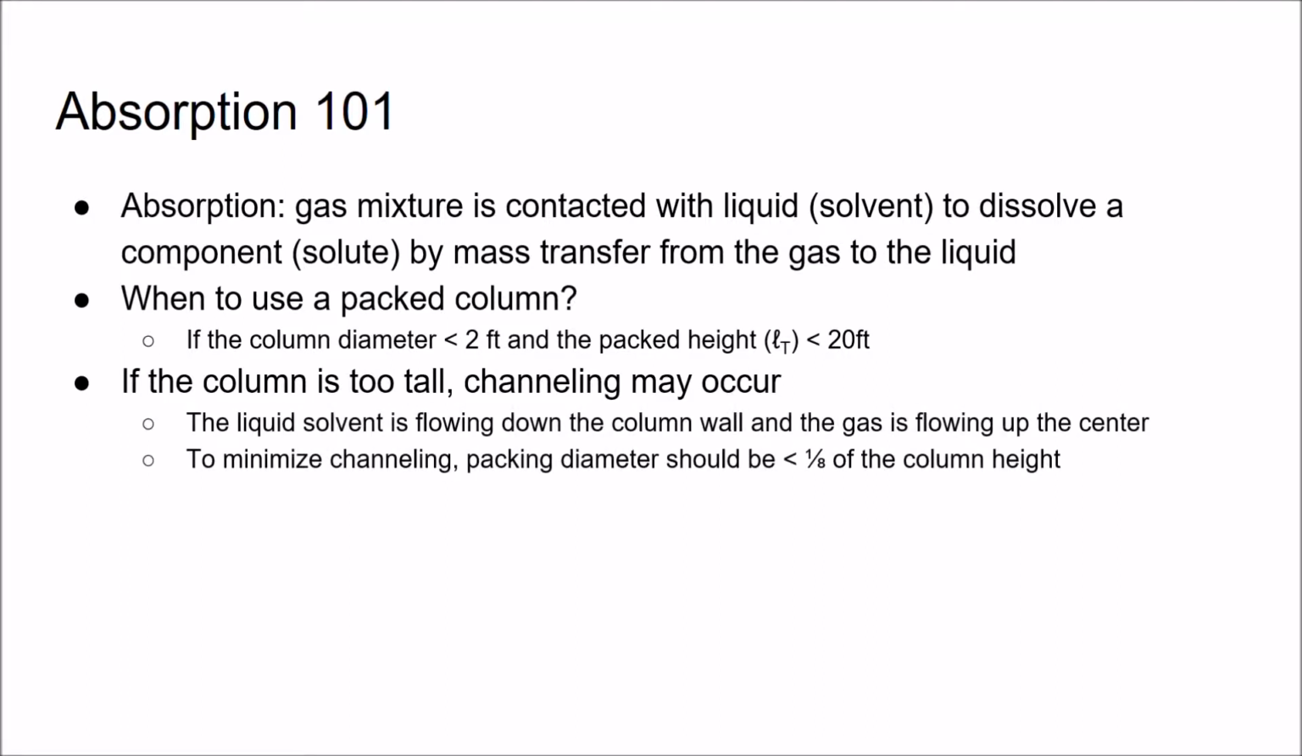This is when the liquid solvent is flowing down the column wall and the gas is flowing up the center. Basically, it means that the liquid and gas are not in contact. To minimize channeling, packing diameter should be less than 1/8 of the column height.